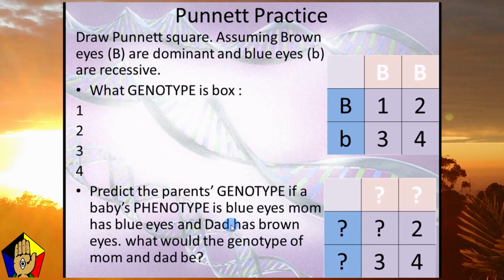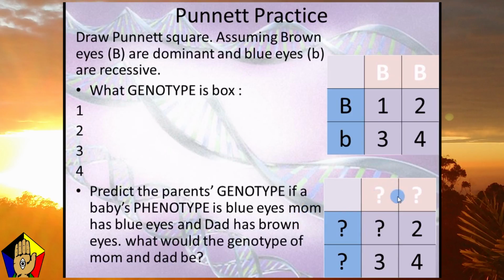But it also says dad has brown eyes. So if dad has the blue gene here, what's he have to have here? He has to have the capital B brown gene. We know dad is heterozygous with brown and blue genes. Right? It says mom has blue eyes.